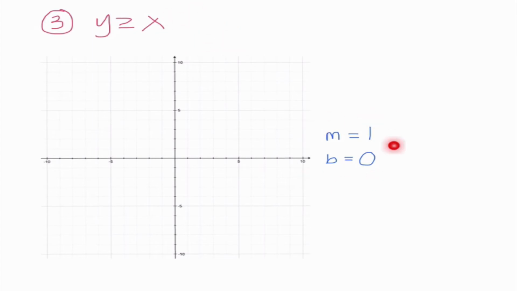So when I'm graphing this, I know that our line itself is going to be solid. So I'm going to put a point at 0, 0, and a slope of 1 tells me to go up 1 and over 1. And I'm going to go ahead and draw that line.